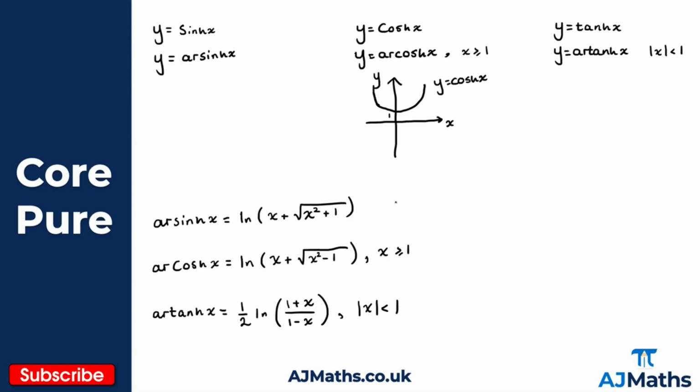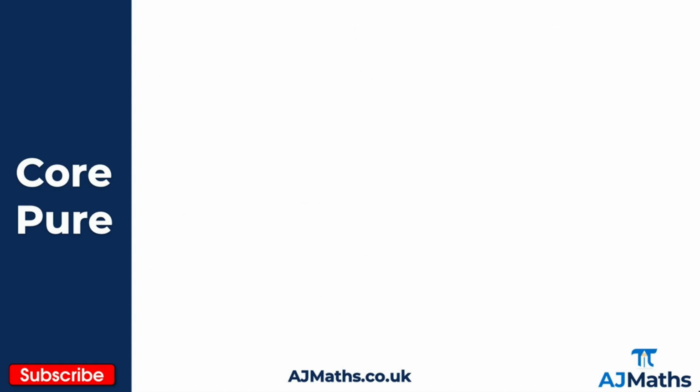Let's take a look now at how we prove this result and this result. So let's start by showing that we can write arsinh x as the natural logarithm of x plus the square root of x squared plus 1. The first thing I want to do is take y equals arsinh x. So y is equal to arsinh x. And what I'm going to do is multiply both sides by sinh.